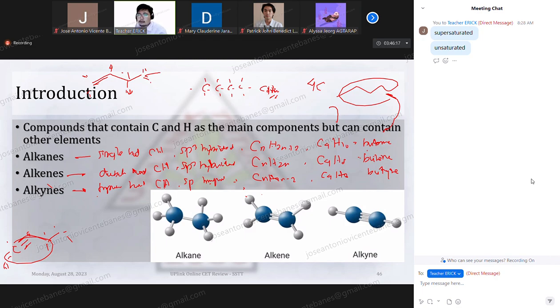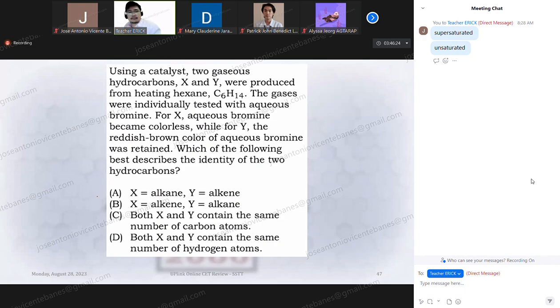Now, if we're going to use this one as the analysis for our hydrocarbons: using a catalyst, two gaseous hydrocarbons X and Y were produced from heating hexane, the C6H14. The gases were individually tested with aqueous bromine. For X, aqueous bromine became colorless, while for Y, the reddish-brown color of aqueous bromine was retained. Which of the following best describes the identity of the two hydrocarbons?